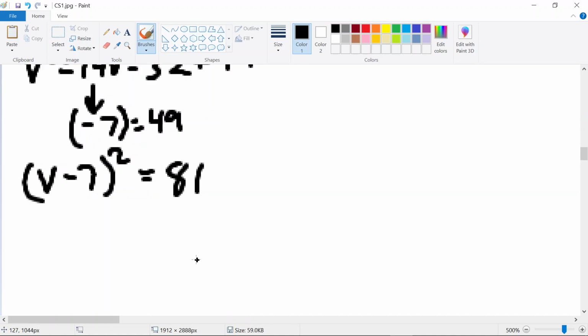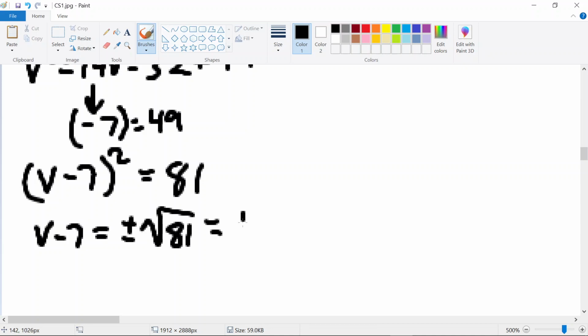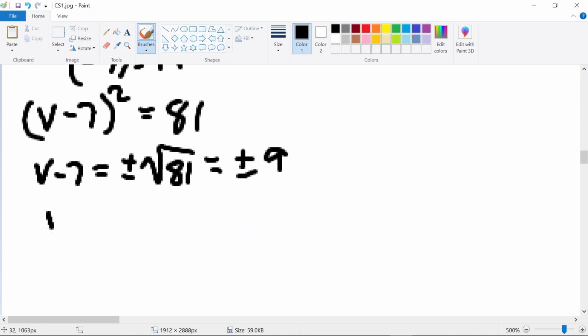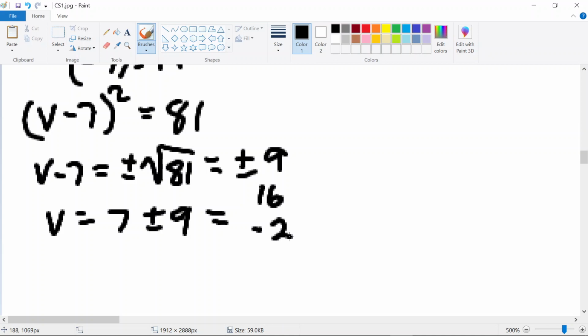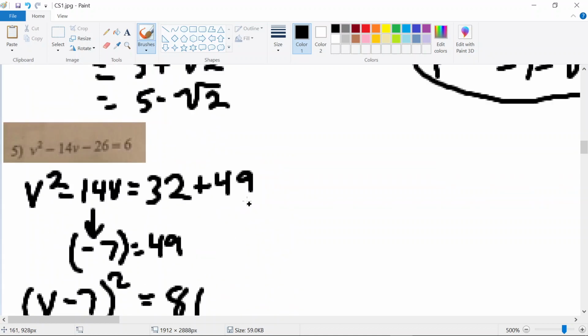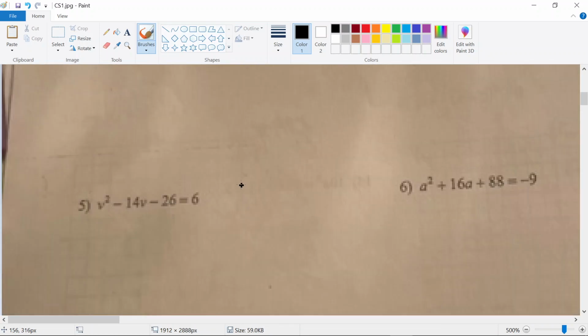Now I take the square root of both sides. V minus 7 equals plus or minus the square root of 81, which is plus or minus 9. Then I shall add 7 to both sides. V equals 7 plus or minus 9, which equals 7 plus 9 is 16, 7 minus 9 is negative 2. So those are my answers, 16 and negative 2. That was number 5. Let's do number 6.